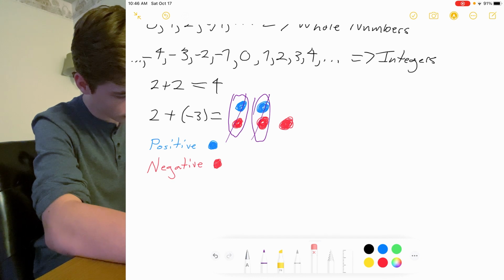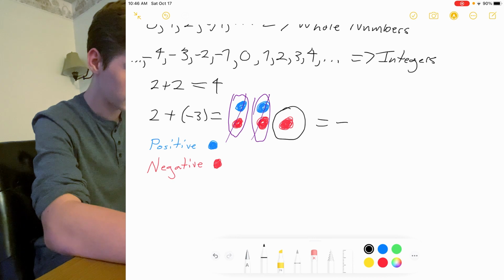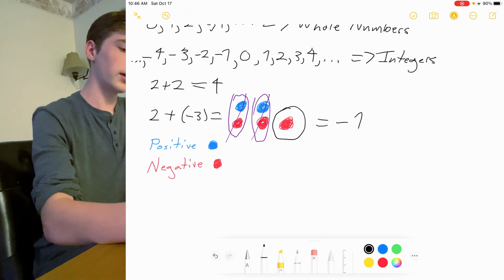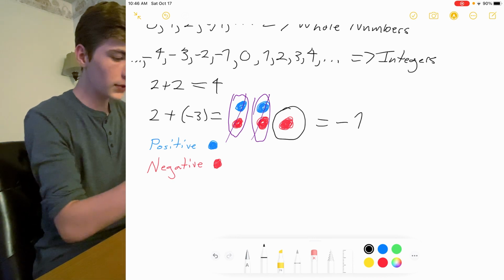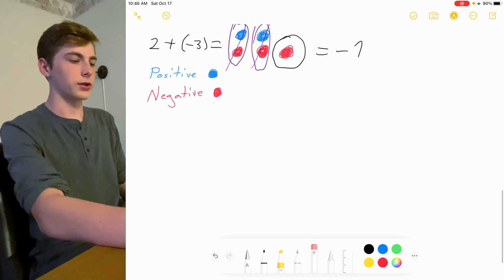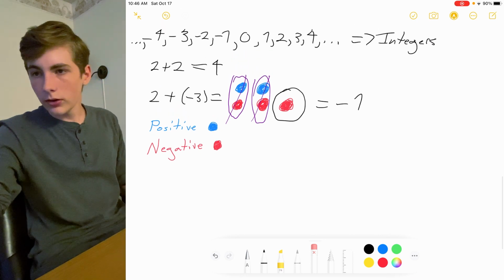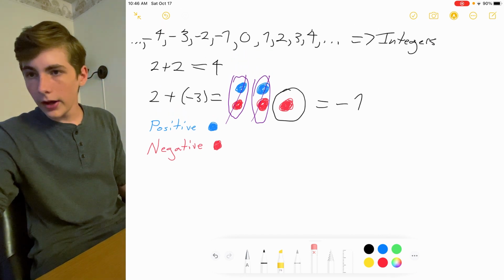Whatever we're left with over here at the end is what we get. So what's that? Well, that's a negative 1. So 2 plus negative 3 is going to equal negative 1. And that's a good way to visualize it, especially when you're just starting out with it. So, okay, we've done that.